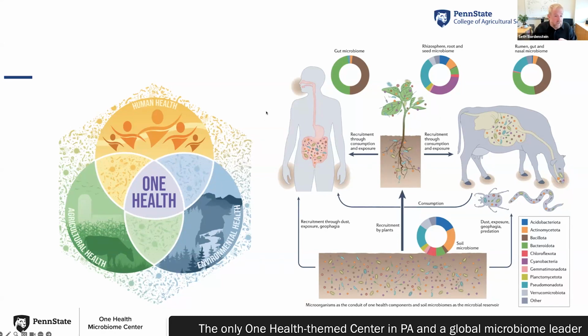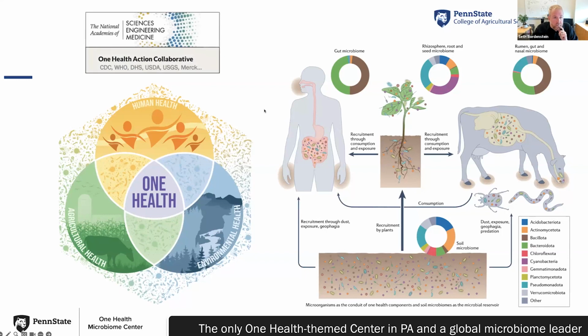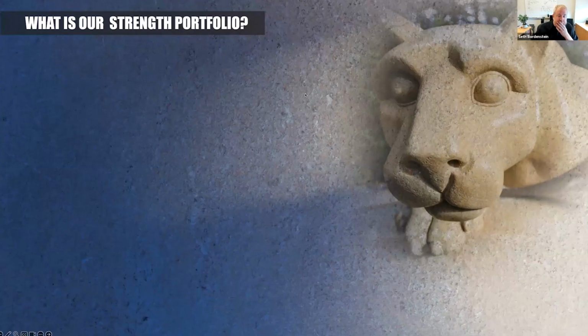Now, we're not the only ones thinking big picture about One Health microbiome sciences. The National Academy of Sciences has launched what they've called a One Health Action Collaborative, where they've organized many governmental and industrial groups, CDC, the WHO, the USDA, the Department of Agriculture, et cetera, in order to prioritize thinking about microbial flow from one environment to another and how that poses threats to health of not only our bodies, but agriculture and environment.